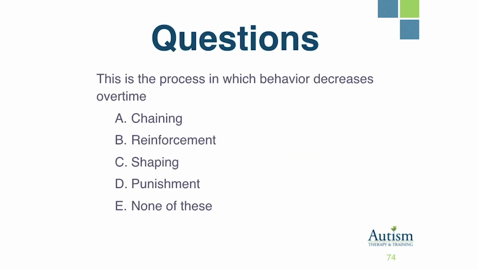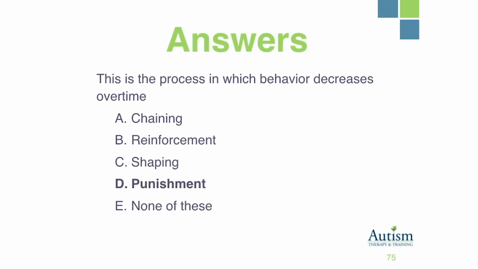This is the process in which behavior decreases over time. A. Chaining. B. Reinforcement. C. Shaping. D. Punishment. E. None of these. And the correct response is D. Punishment.